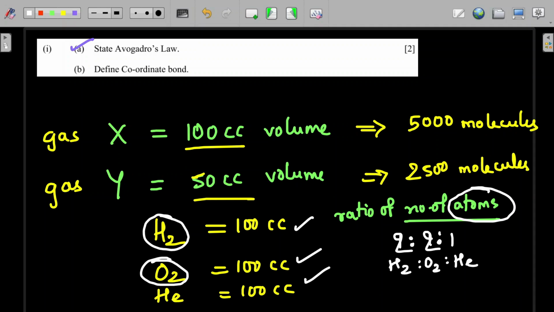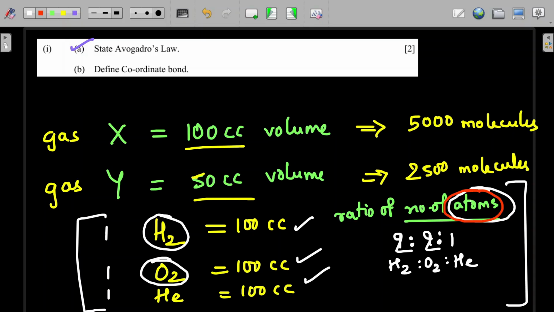If they ask you the ratio between the number of molecules, it is the same, 1, 1, 1. That will not change. But every hydrogen molecule has two atoms. So if they ask you the ratio of number of atoms, it is 2 is to 2 is to 1, because helium exists as atom. Okay. So this has been asked previously also. Therefore, I am telling you this. Clear? So be careful. You have to read the question carefully whether they have asked the number of molecules or number of atoms.